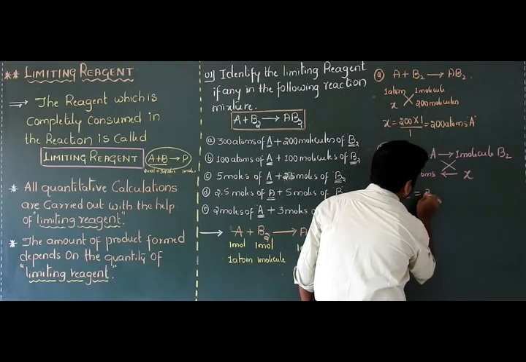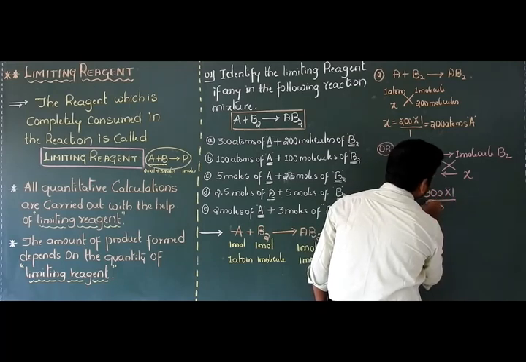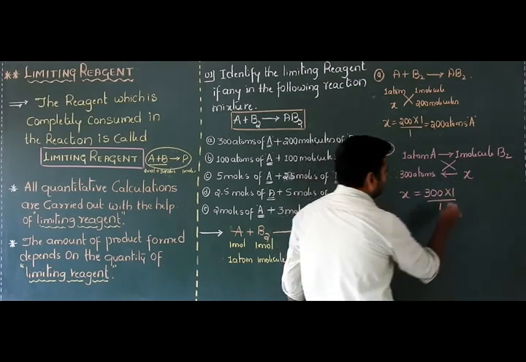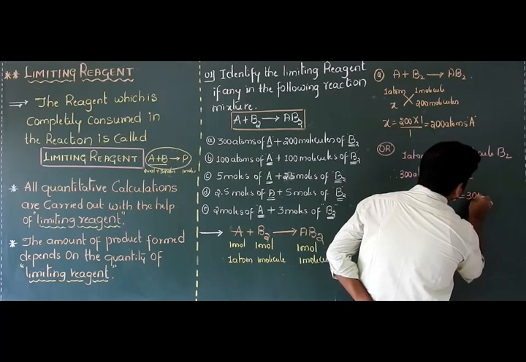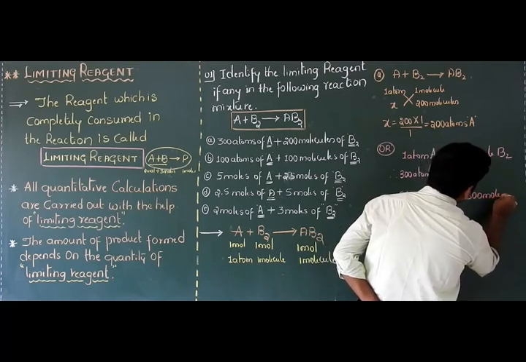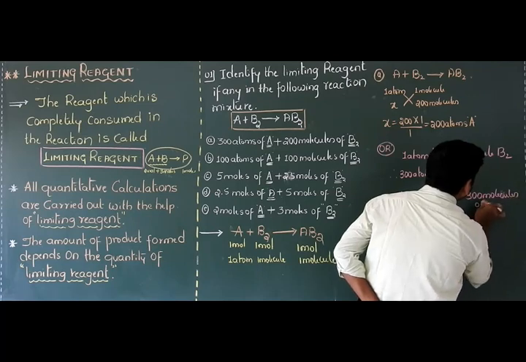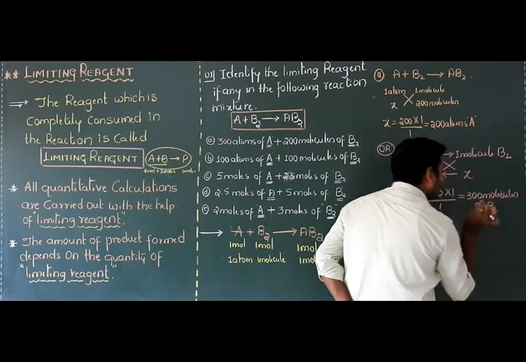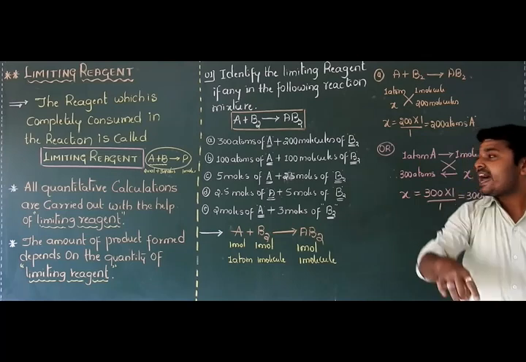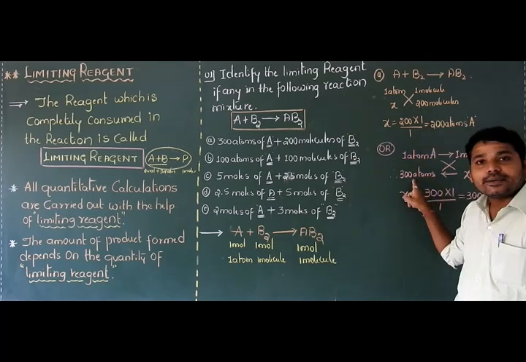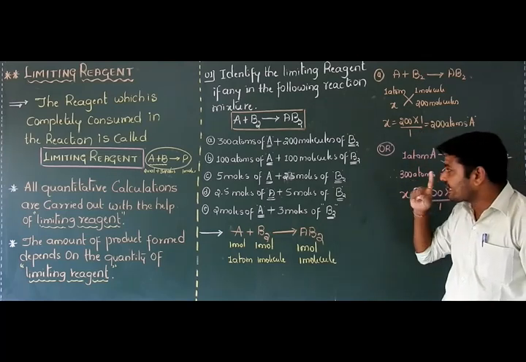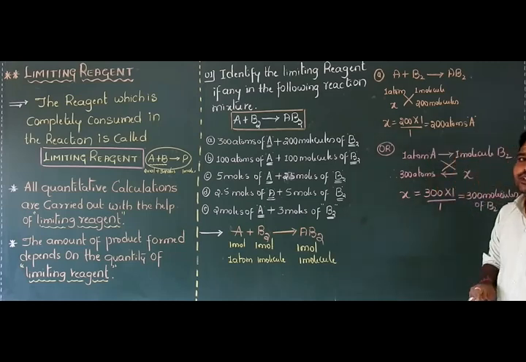X equals 300 into 1 over 1. So tell me, students, what is the answer here? 300 molecules. So 300 molecules of B2 are required to react with 300 atoms of A. Listen, this is the second explanation, carefully.